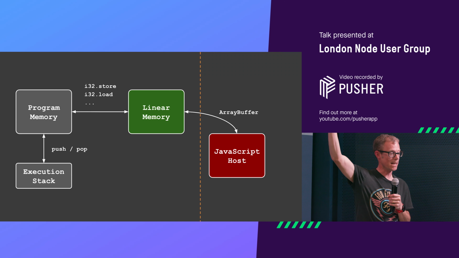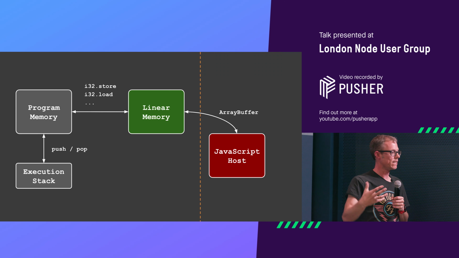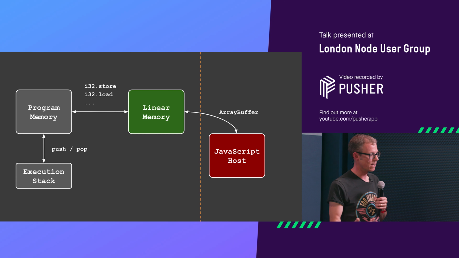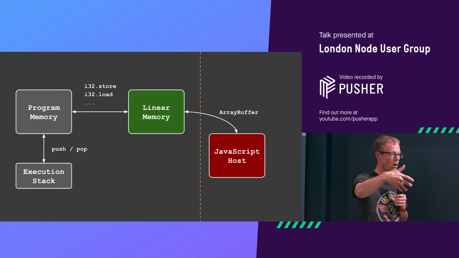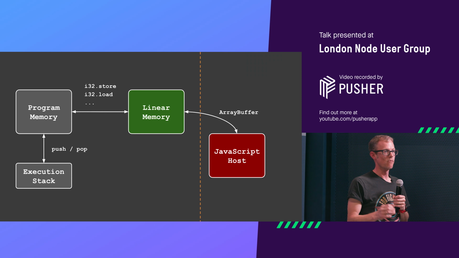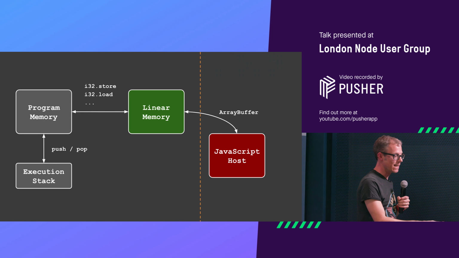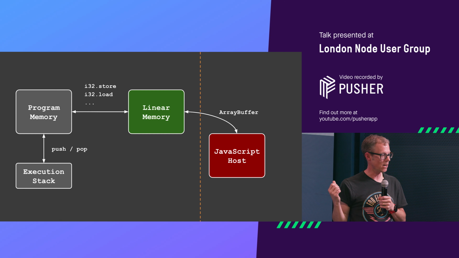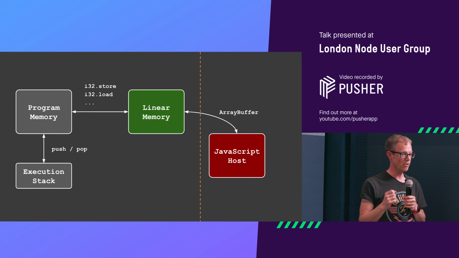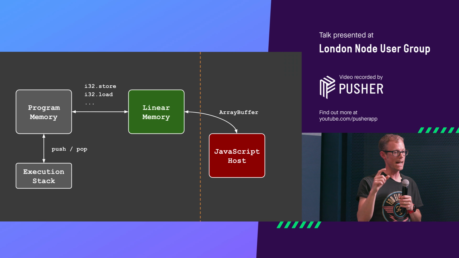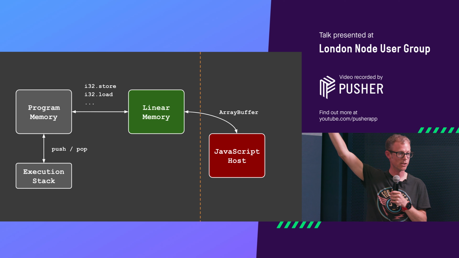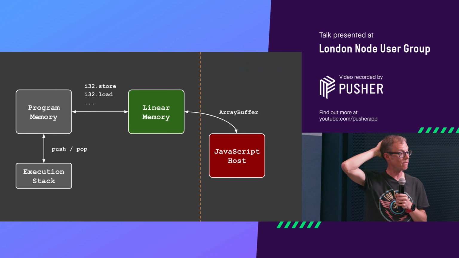So there are some WebAssembly instructions for reading and writing values to linear memory. I've included a couple of examples that just read and write 32-bit integers. There's a whole family of them, basically writing values of different bit depths. The interesting thing about linear memory is it's shared with the JavaScript host. And quite literally, both WebAssembly and JavaScript can read and write directly to linear memory. It's accessible in JavaScript as an array buffer.